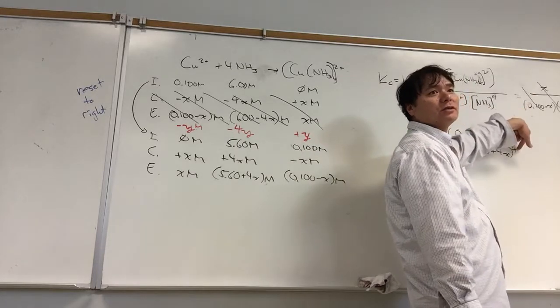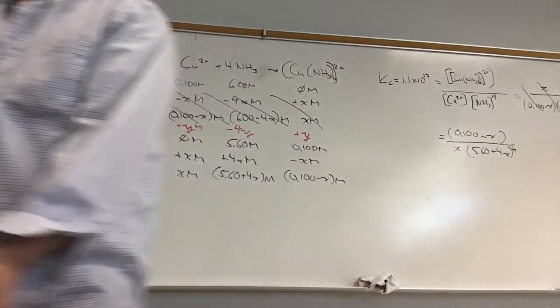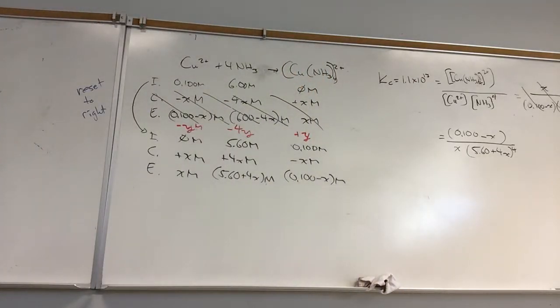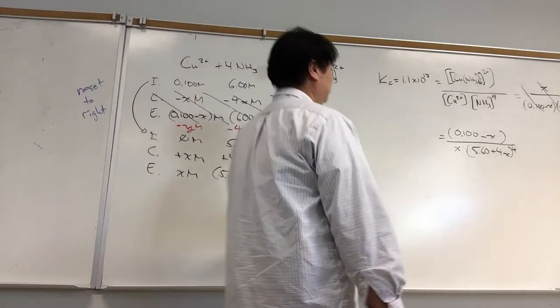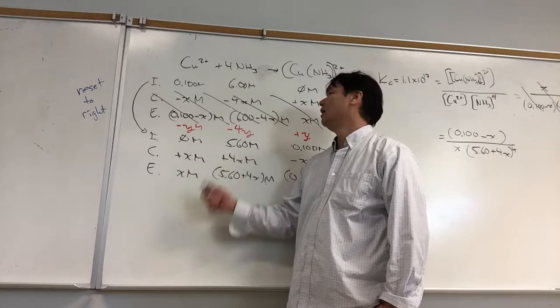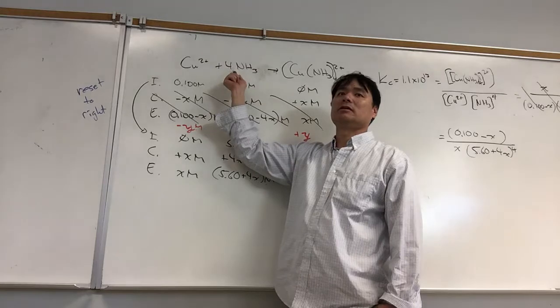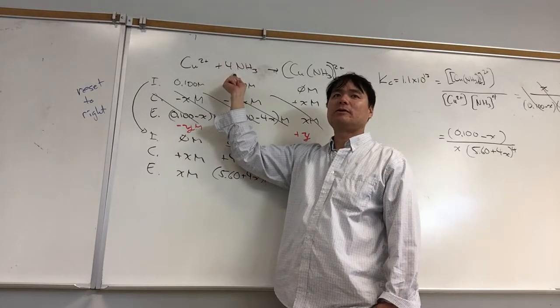So compare these two equations. Did resetting make it simpler? Quicker to solve? Not really. Not really? Doesn't that look a lot easier to solve? Looks the same? Yeah. Is that 5.0? 5.60. The 5.60? Yeah. Because if I lose 0.100 moles of copper, I'm going to lose 0.400 moles of ammonia.